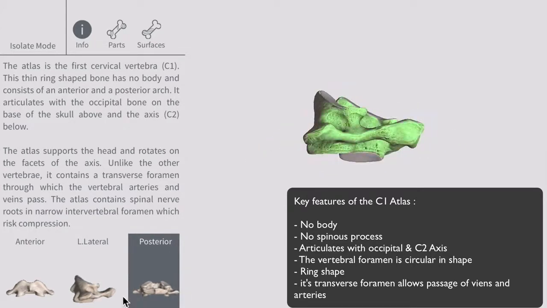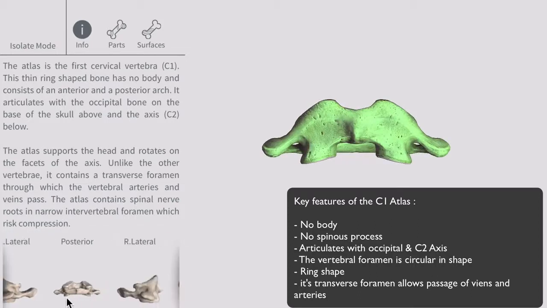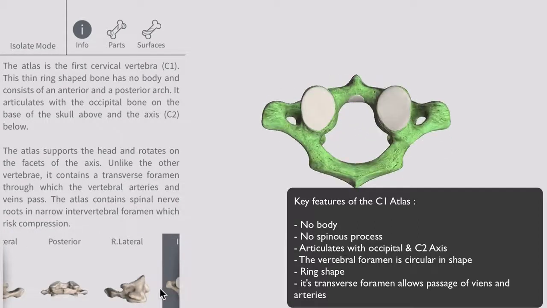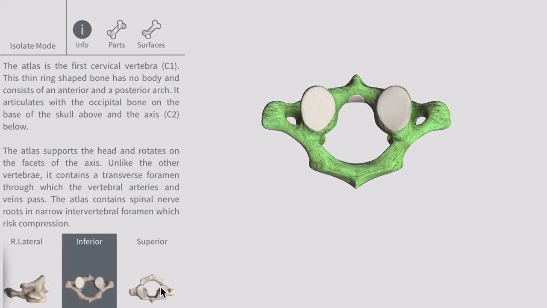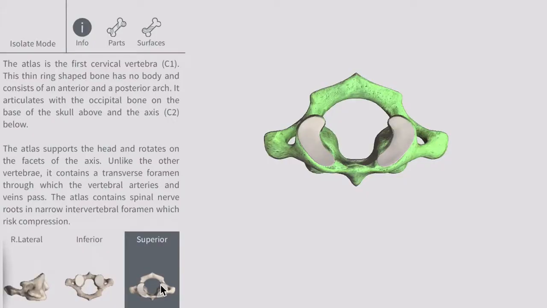And its transverse foramen allows passage of veins and arteries. The funny thing is, this is the only transverse foramen which is actually put to use, compared to all the others. So there's a picture just showing the arteries and veins and the nerve going through the foramen.